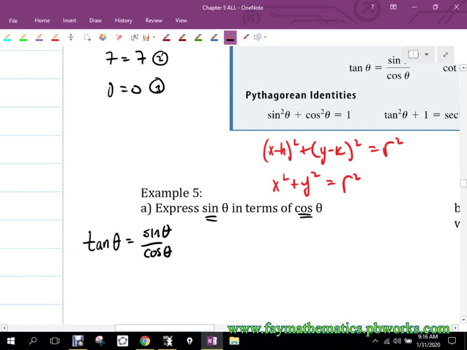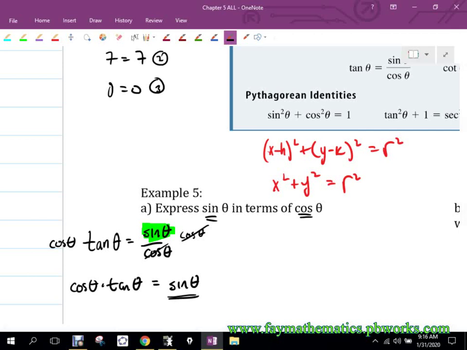But if I wanted to solve for sine, I want to get this thing by itself, okay? What can I multiply both sides by to get sine of theta by itself? Cosine, okay? So I multiply the right by cosine, those are going to cancel, right? Multiply the left by cosine, those are going to give me cosine theta times tangent theta is equal to sine of theta, right? So right now, just look at what this is doing. We have expressed sine of theta in terms of what? Cosine and tangent, okay?